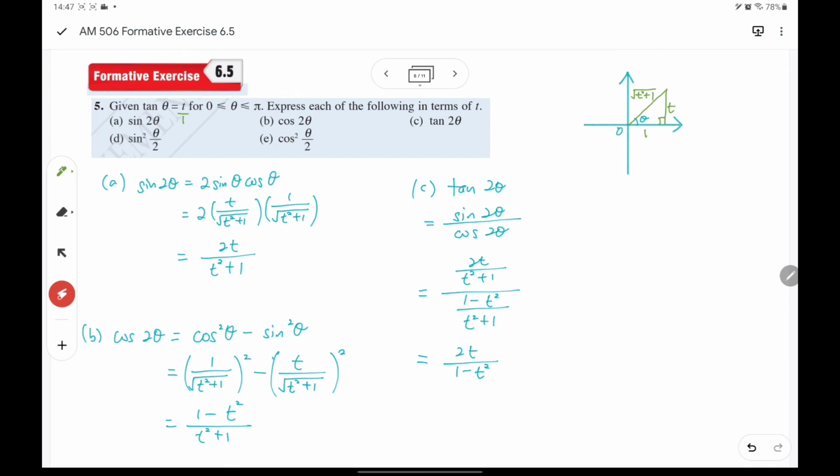C, tangent 2 theta. Since we already have sine 2 theta and cosine 2 theta, we can put tangent 2 theta as sine 2 theta divided by cosine 2 theta, which is 2t over t squared plus 1, over 1 minus t squared over t squared plus 1. And here, the two denominators are the same, so we can cut them off and become 1. Finally, we have our final fraction as 2t over 1 minus t squared.